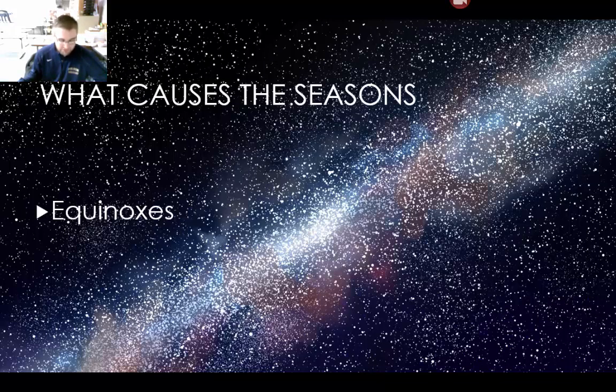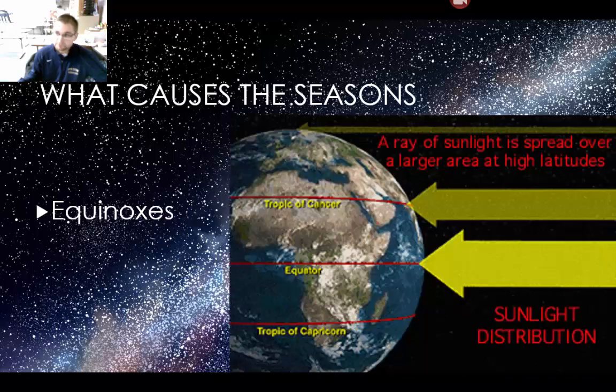The vernal spring equinox occurs around March 21st and marks the beginning of spring in the northern hemisphere. The fall, or autumn equinox, occurs around September 22nd, and it marks the beginning of fall in the northern hemisphere. So for our sunlight distribution during the equinox, the sun is directly over the equator, so both sides of the equator get relatively the same amount of solar radiation during the equinoxes.